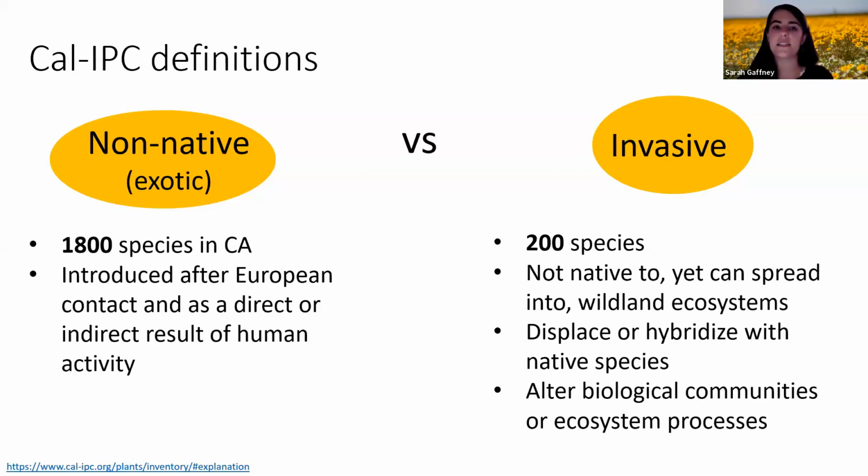But there's another classification, which is a subset of non-native, called invasive. Invasive species are not native to, yet can spread into wildland ecosystems. They displace or hybridize with native species, and they also alter biological communities and ecosystem processes. So really the main difference between these is that non-natives are not really causing as much harm as the invasive species.